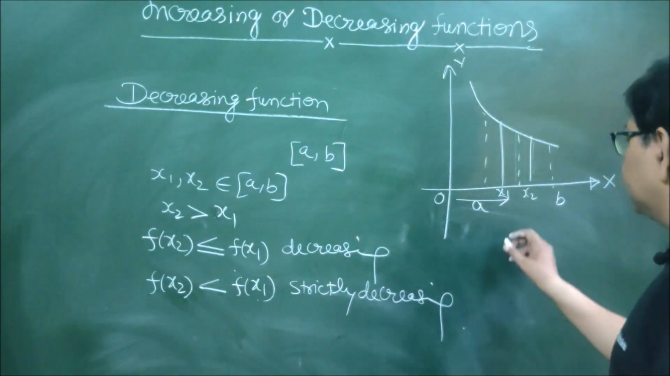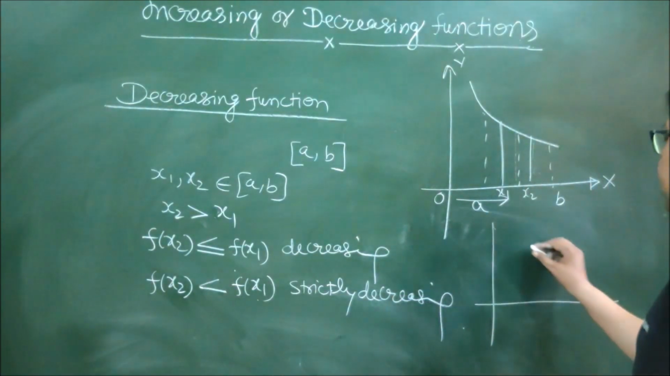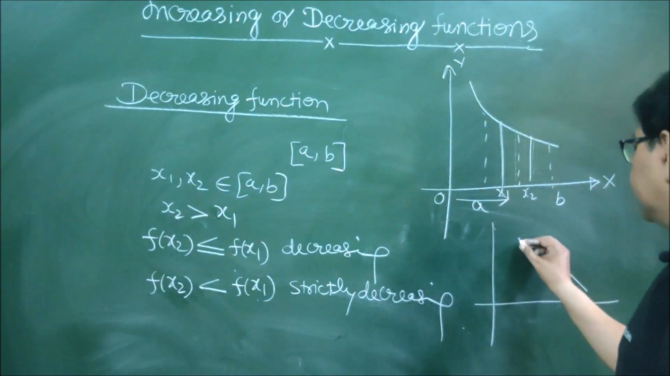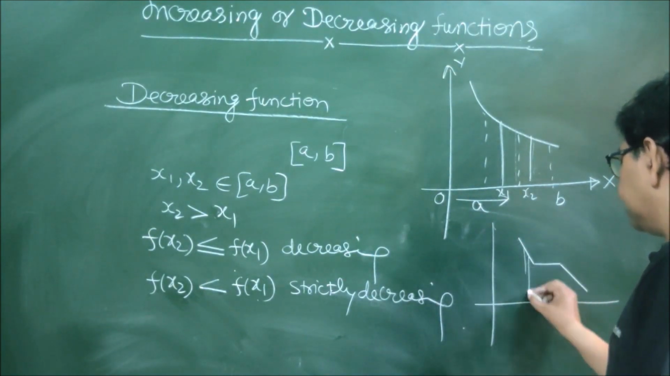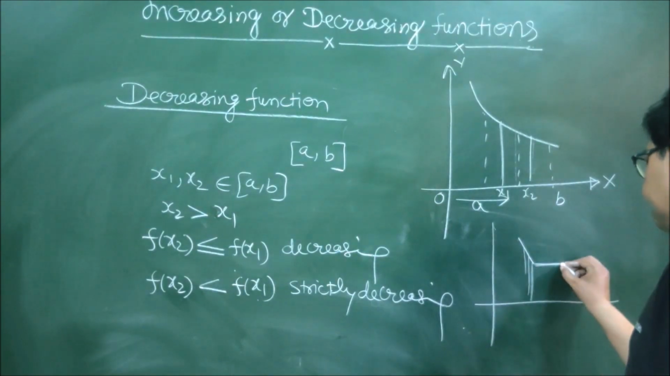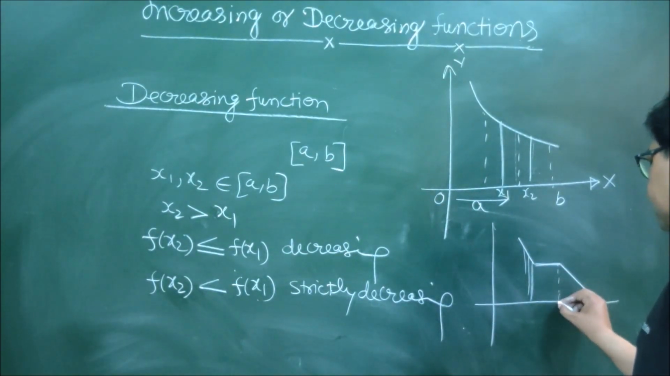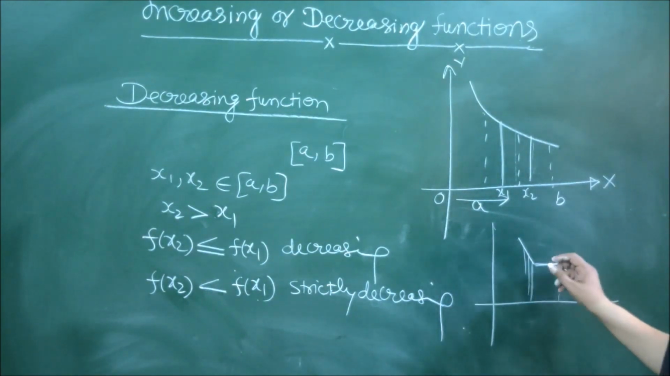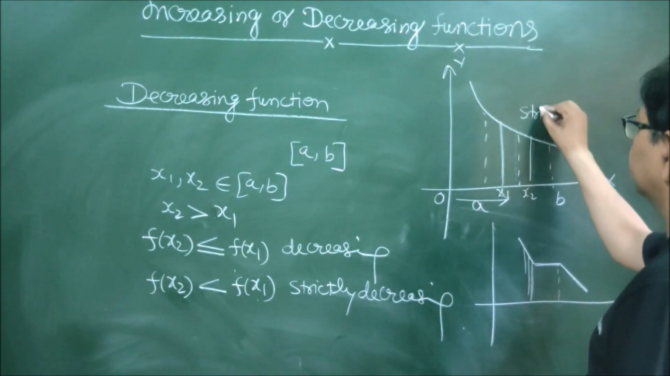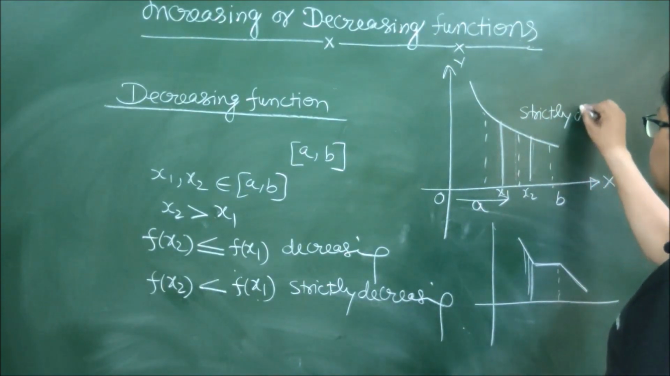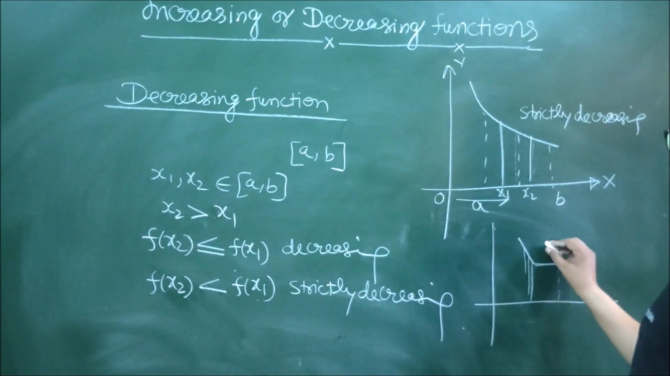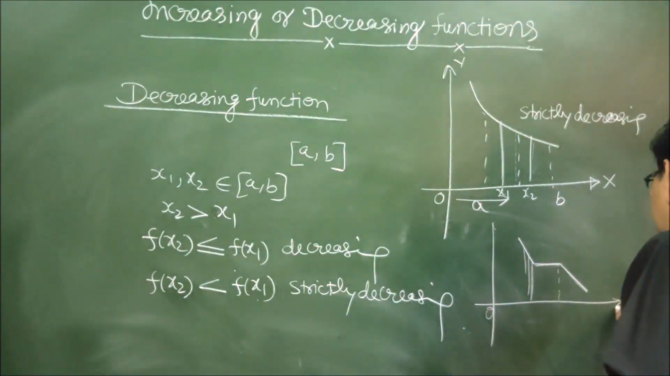And if it is equal to, if the graph happens to be like this, then the value is decreasing, then for some interval it is constant, and then again it starts decreasing. Then this is the case, this is strictly decreasing. And in the second case it is decreasing.